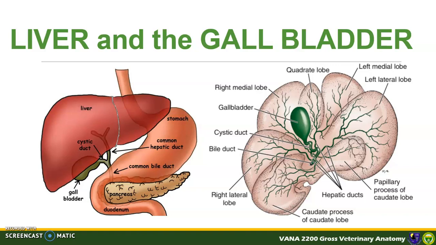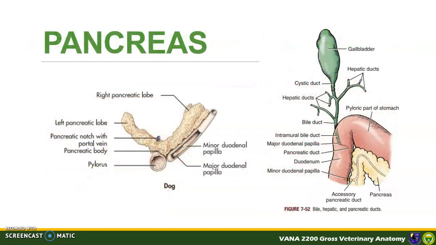The bile leaves the liver through hepatic ducts, which join the cystic duct from the gallbladder to form the common bile duct, which then passes to the proximal duodenum into the lumen, to which it opens in common with the pancreatic duct on the major duodenal papilla. Finally, we have the pancreas.